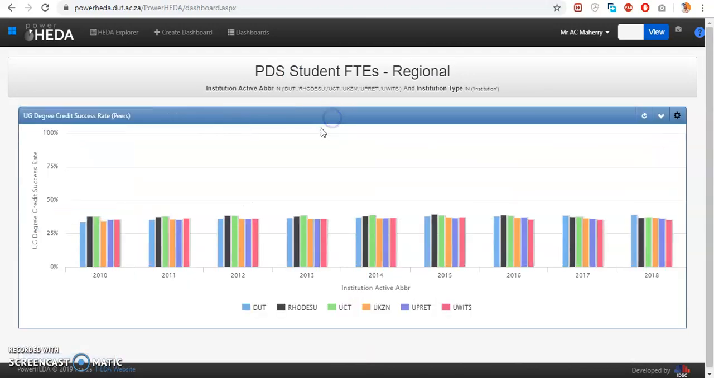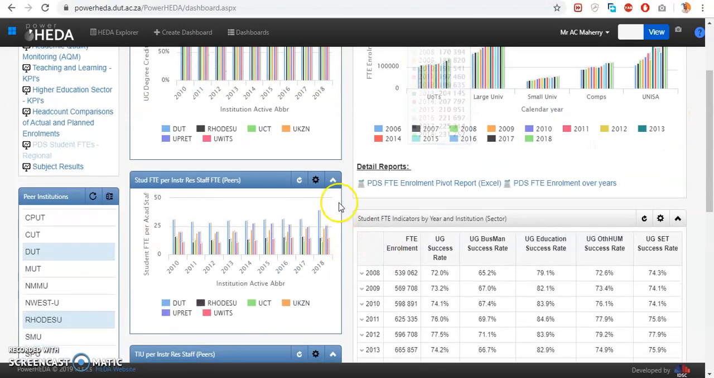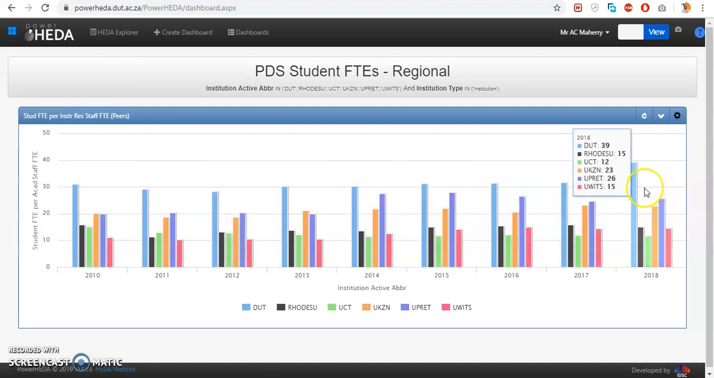Right, so firstly, let's have a look at the undergraduate credit degree success rate. And again, DUT is shown in blue. And you can see there DUT has gone from 75 through to 87%. So DUT actually has the highest undergraduate credit degree success rate out of all of the other historically advantaged universities. However, let's have a look at the student to staff ratio and see what is going on. So again, DUT sitting at 31 in 2010 and going through to 39. You can see DUT has been increasing in terms of the student to staff FTE ratio.